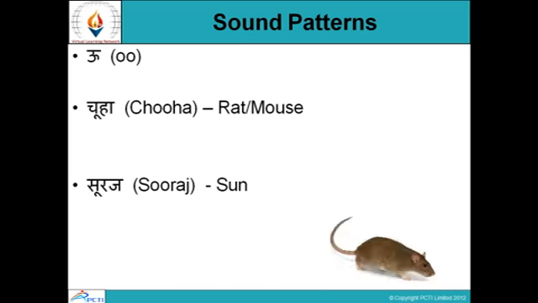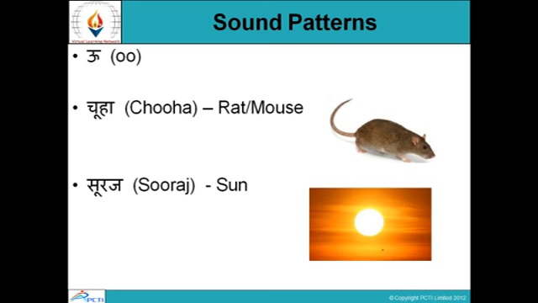A few more sounds with this pattern. Long sound of oo, that is chooha. Chooha is rat or mouse. This animal you must have seen in houses. This is the favorite of a cat. Cat always likes to eat mouse. It can usually be seen in houses, eating the leftover food. This is called chooha.